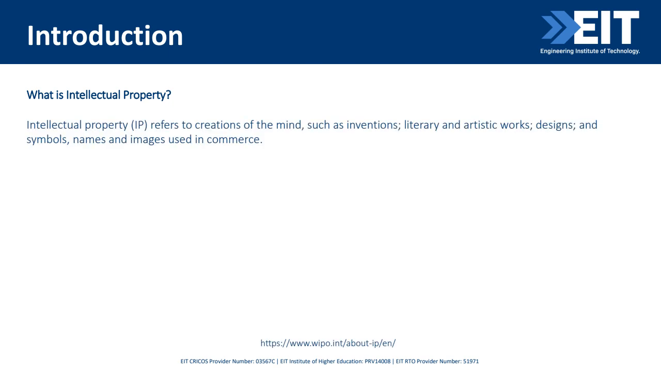Now, the World Intellectual Property Organization has defined intellectual property as creations of the mind, such as inventions, literary and artistic works, designs and symbols, names and images, which are used in commerce. So with that basic definition in mind, we will move on.